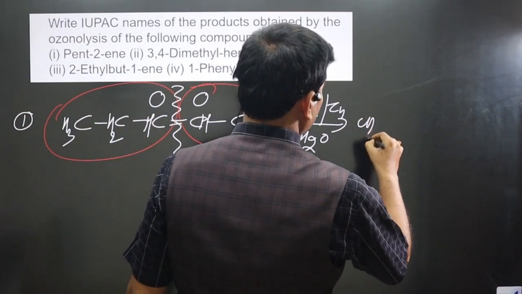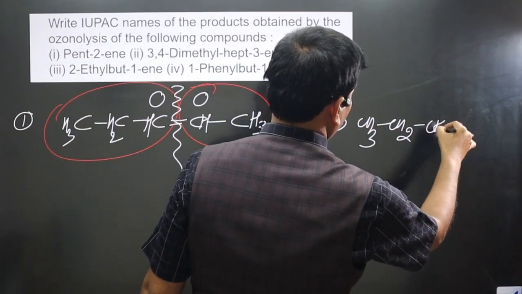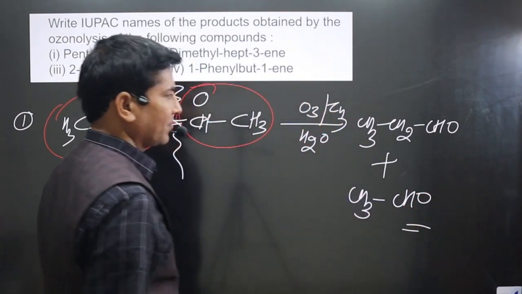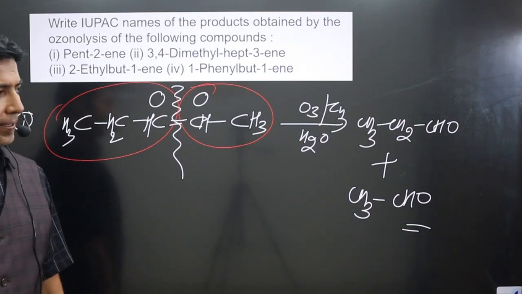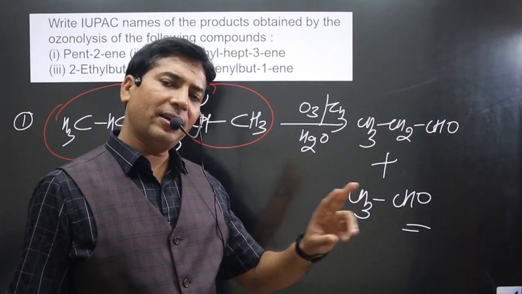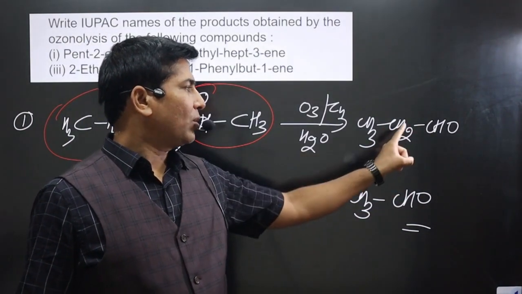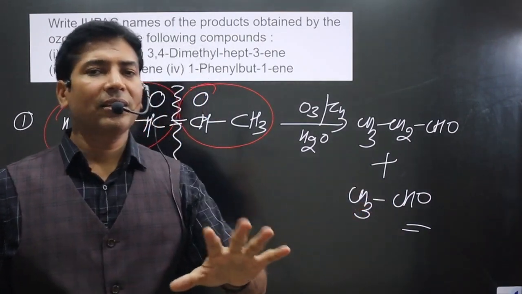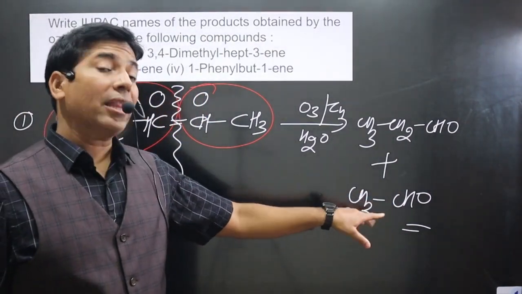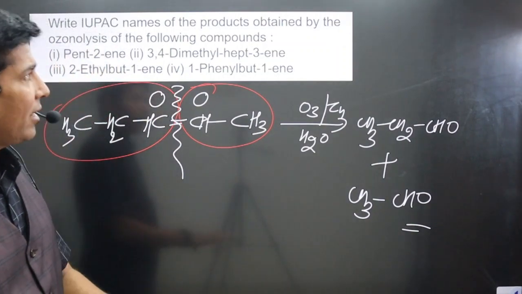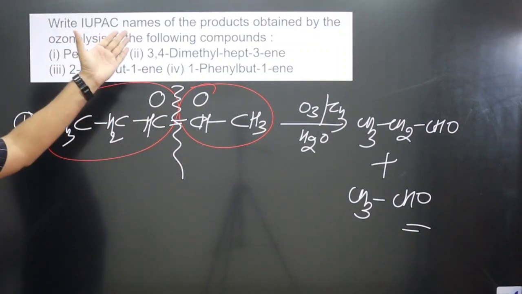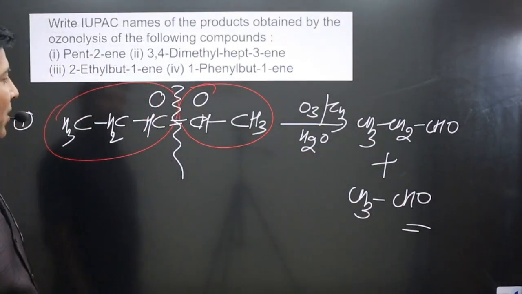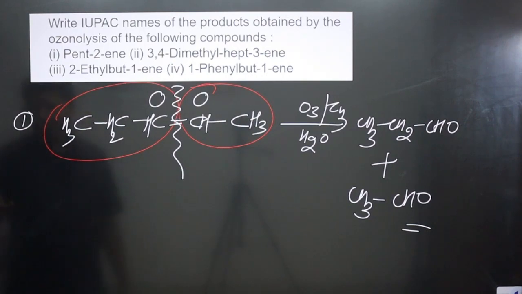One product we got is CH3CH2CHO, and another one is CH3CHO. These are aldehydes: an aldehyde of 3 carbons and an aldehyde of 2 carbons. If you name them, with 1, 2, 3 carbons we can say propanal, and in this case with 2 carbons we have ethanal. These are the IUPAC names. So we have to write the IUPAC names also. This is propanal and this is ethanal. Completed. Move on to the next compound.